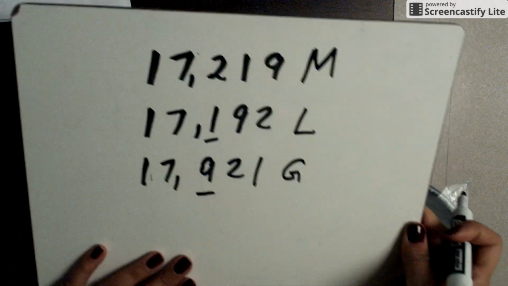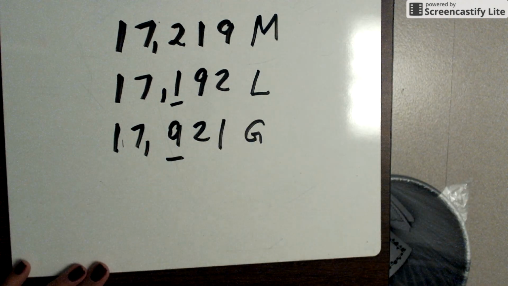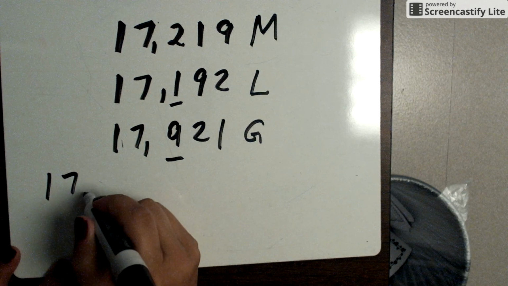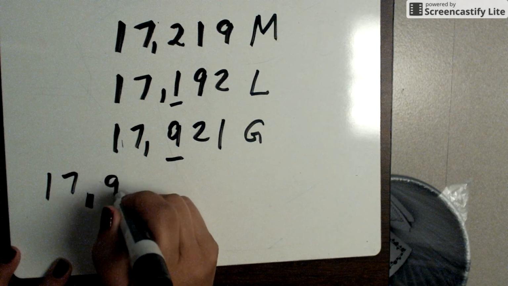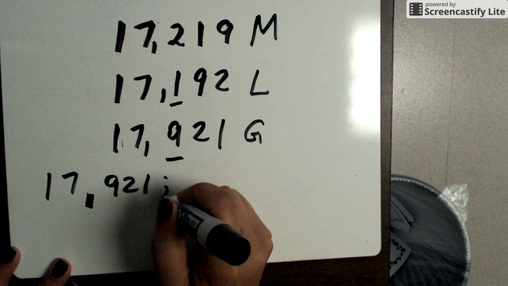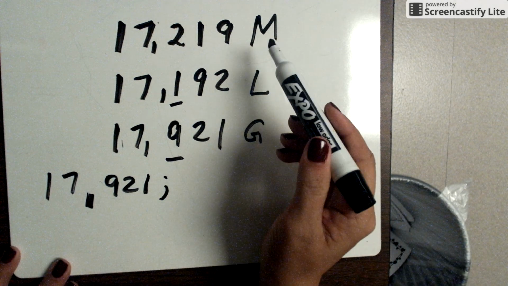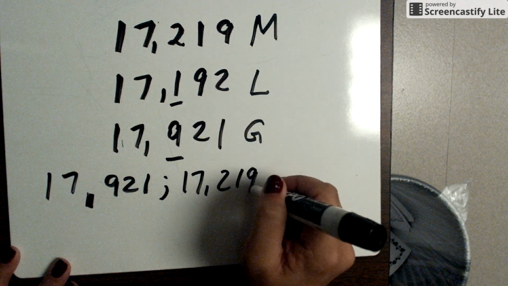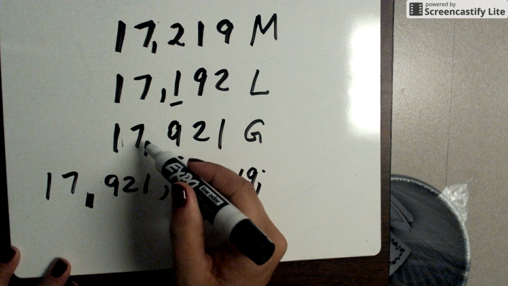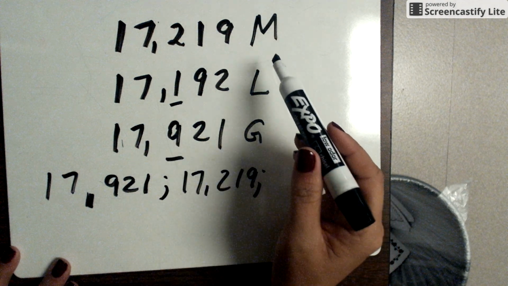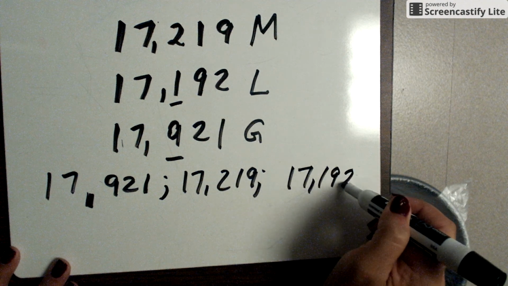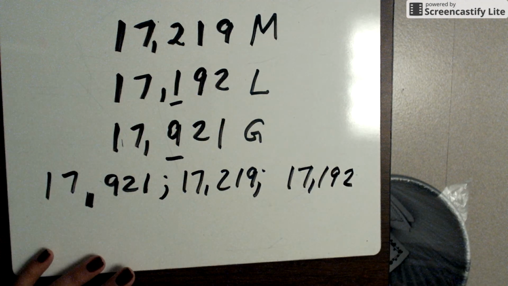So if I was going to order these from greatest to least, I already have all the information I need in order to do this. When I rewrite it in order from greatest to least, I would start with 17,921. And then the middle number would be 17,219. And then the smallest number, or the least number, would be 17,192. So that's the strategy we talked about for ordering numbers.